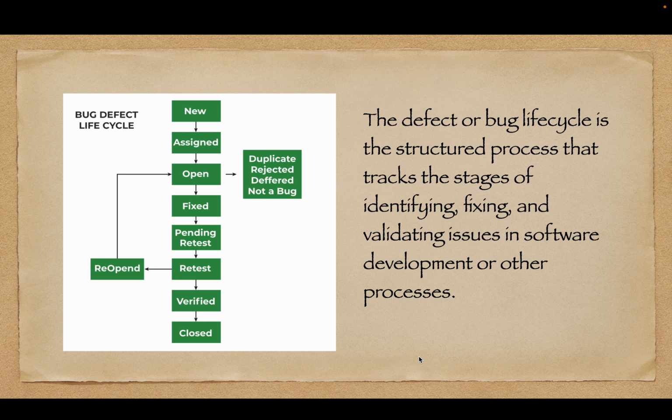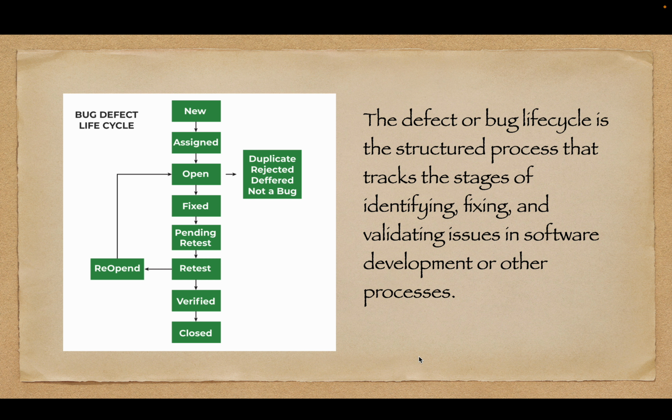The next state is verified. The tester retests the bug after it got fixed by the developer team, and if the tester does not find any kind of defect or bug, then the bug is fixed. The status assigned is verified.